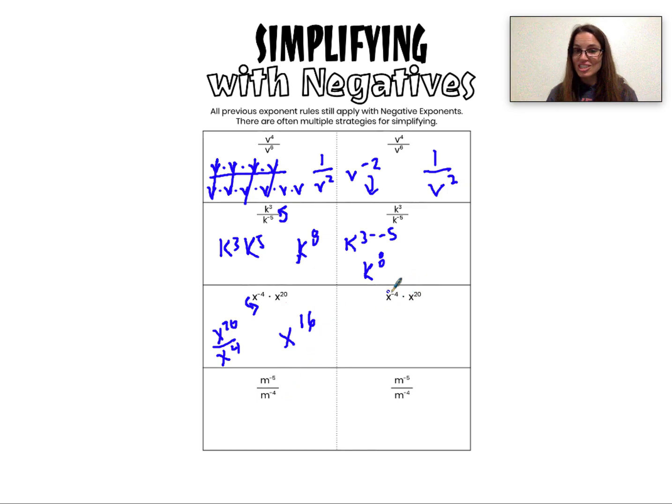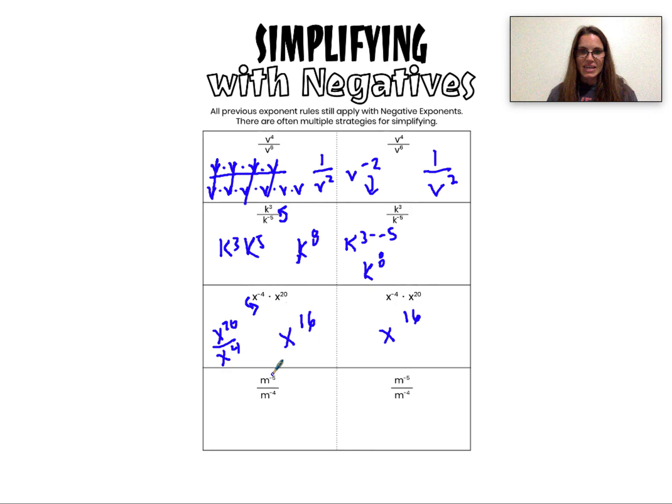We could also here just use the product rule, adding the exponents. So x to the negative 4th times x to the 20th is x to the negative 4 plus 20, which is x to the 16th power. Same expression, 2 strategies, same answer. Either one is okay.